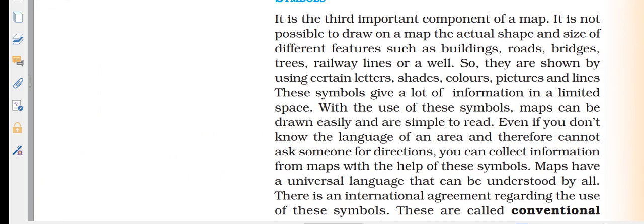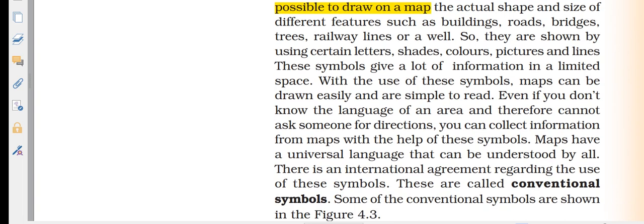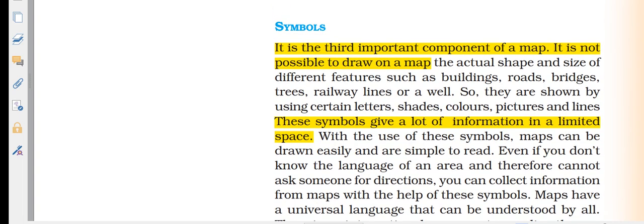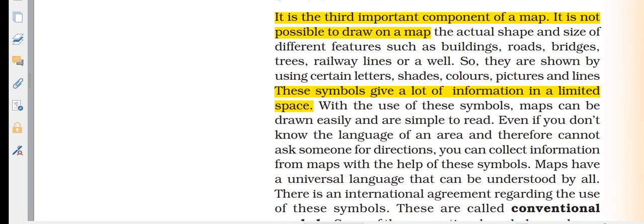Symbol is the third important component of a map. It's not possible to draw a map with the actual size and shape of the different features, such as buildings and so on. The symbols give a lot of information in limited space. So we basically use symbols in the map for buildings and so on.